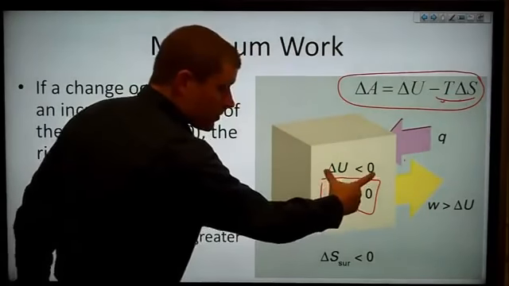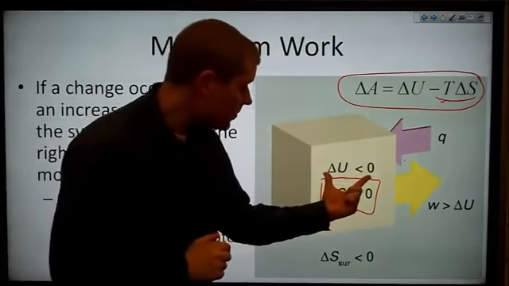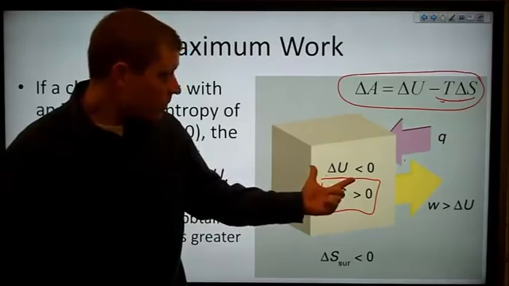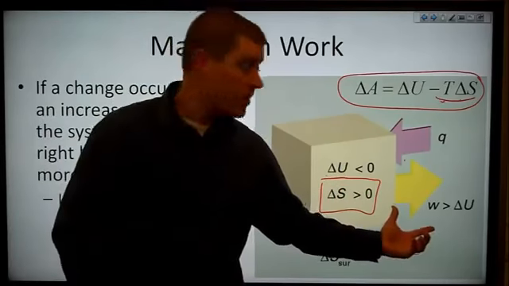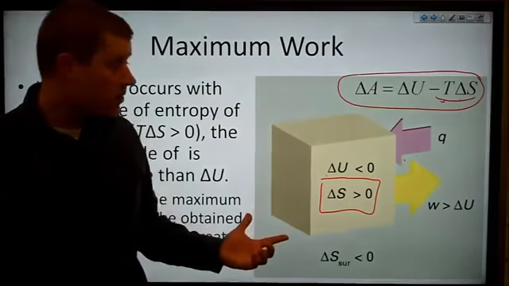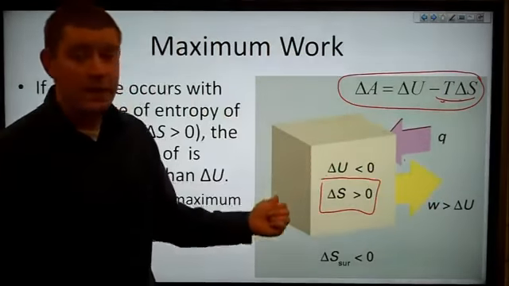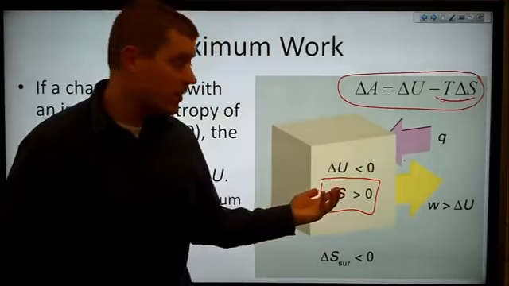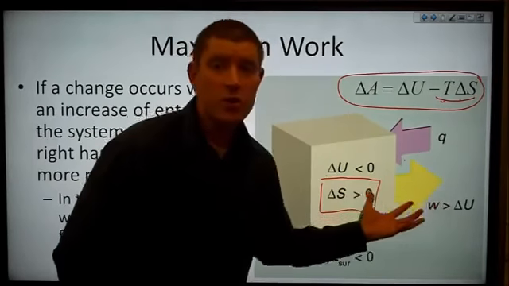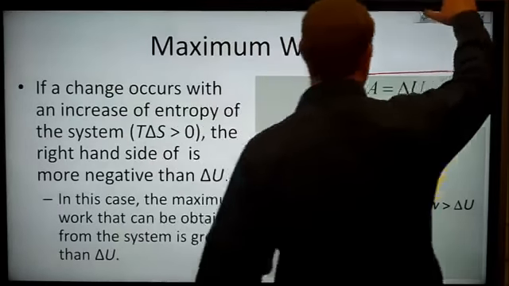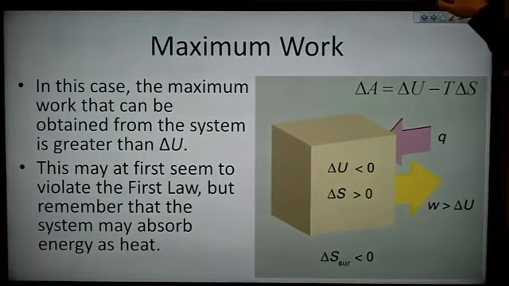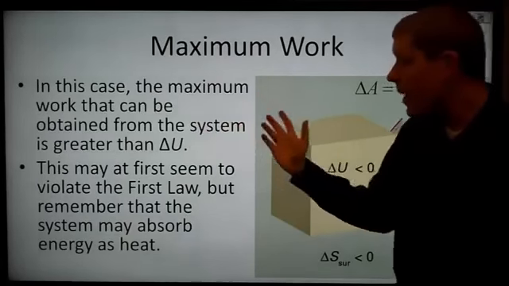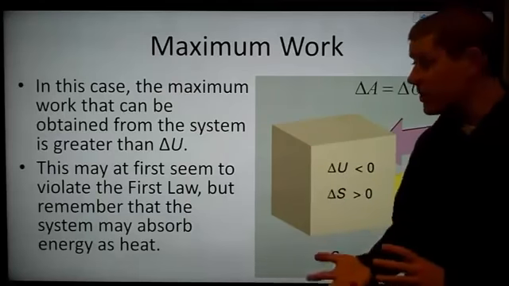So, whatever our change in internal energy is for our system, delta U, that's less than 0. We can get out more work than our change in internal energy because we have heat flowing into the system. So some of this energy that's flowing in as heat is basically being able to be used to do additional work. Alright, so in this case, the maximum work that can be obtained from the system is larger than our change in internal energy.